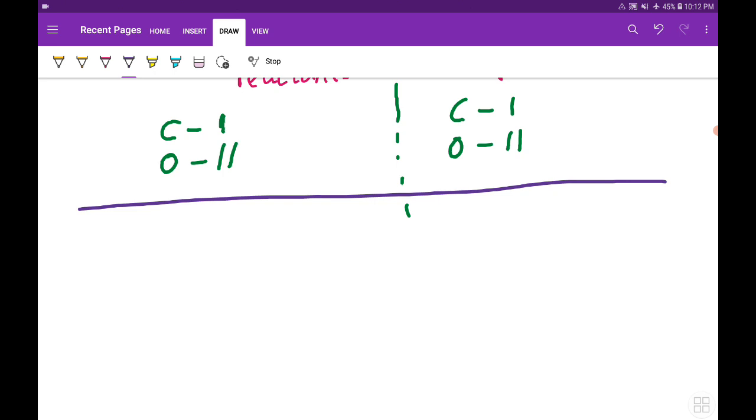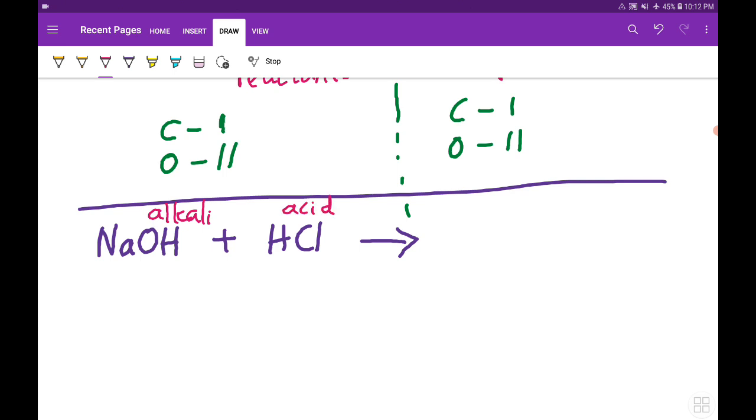Now I'm going to discuss a little bit more advanced reaction, which is a neutralization reaction, where we use sodium hydroxide reacting with hydrochloric acid. You need to remember how the reaction occurs. First of all, the salt is made. For the salt, one part from the metal, the alkali, and one part from the acid will be used to create the salt.